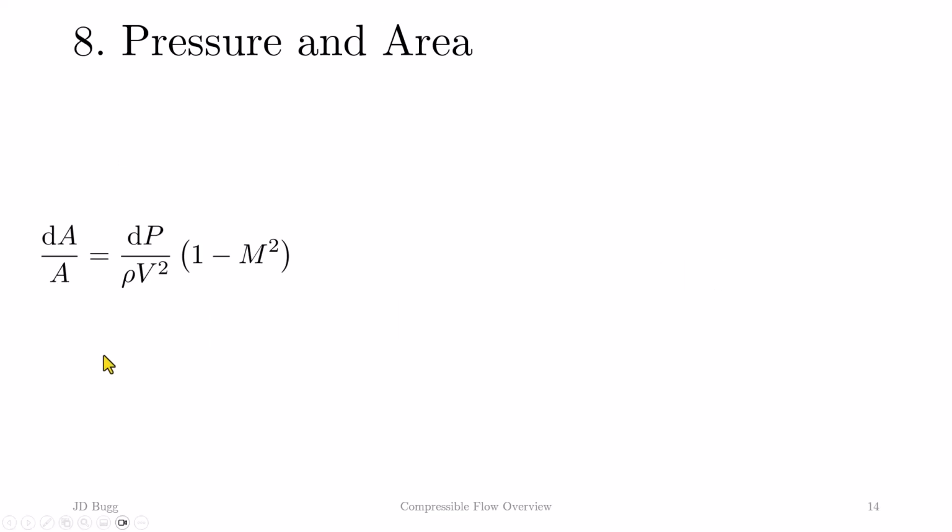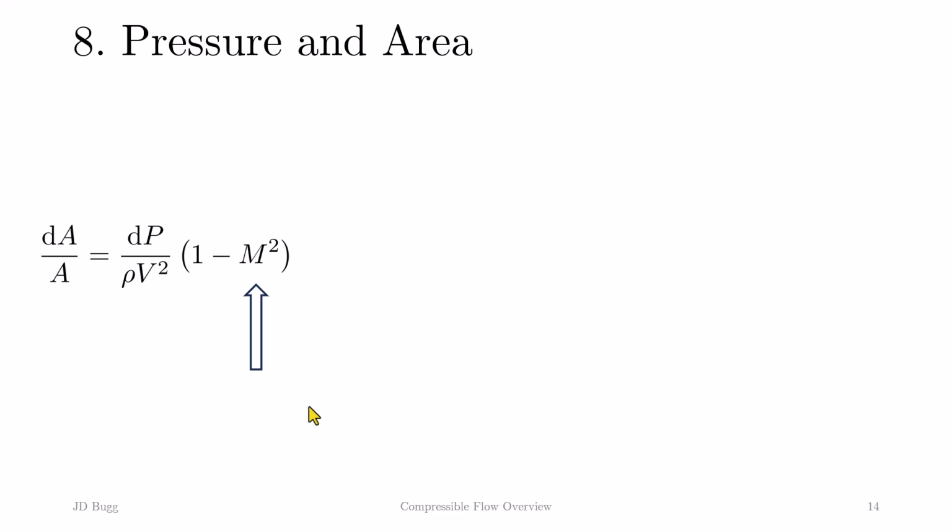Now we want to look at the relationship between pressure and area. If we take the relationship between pressure and velocity that we looked at on the last slide and combine it with the continuity equation, we get one of the most important relationships in compressible duct flow, as shown here. This equation relates changes in area, dA, to changes in pressure, dP. The most important feature of this equation is the term in parentheses. This term leads to very different behavior for subsonic and supersonic flows, which we'll summarize in a table.